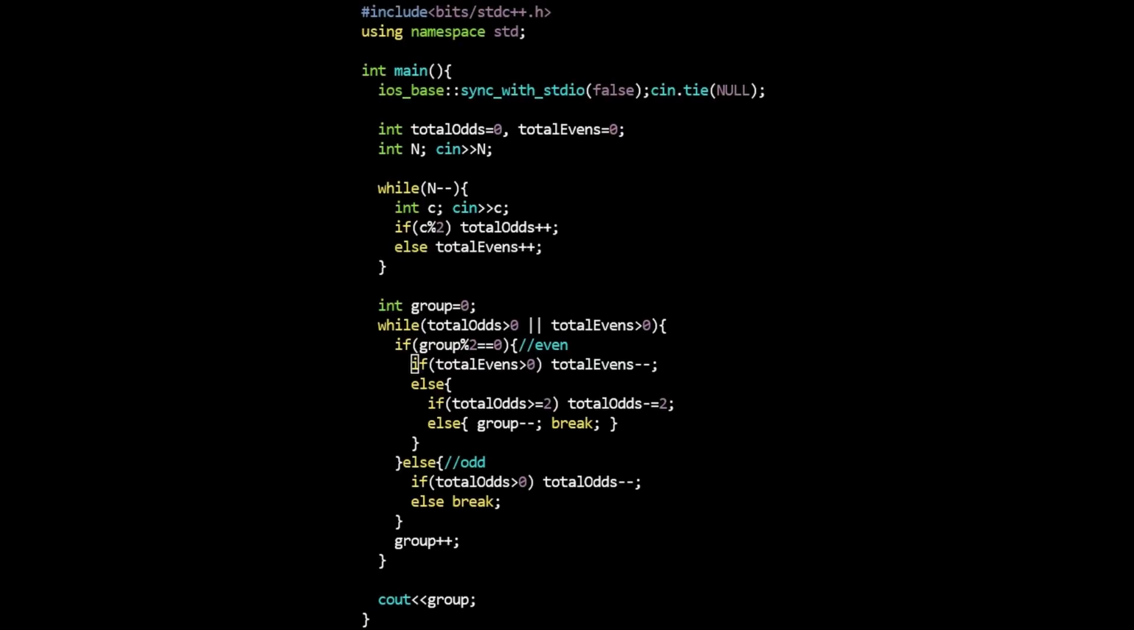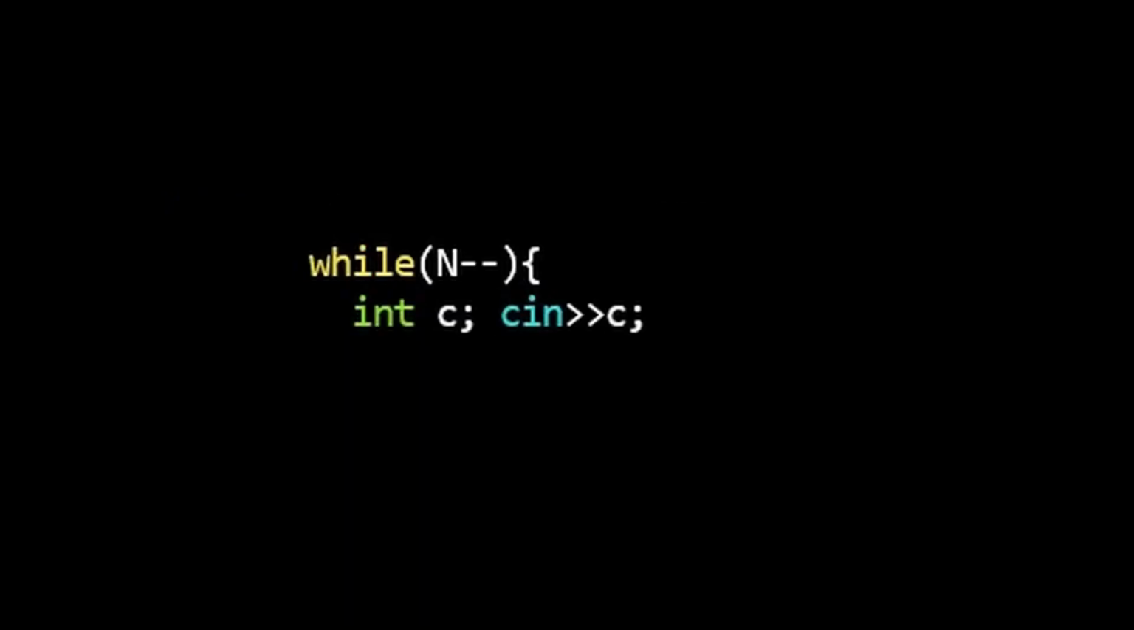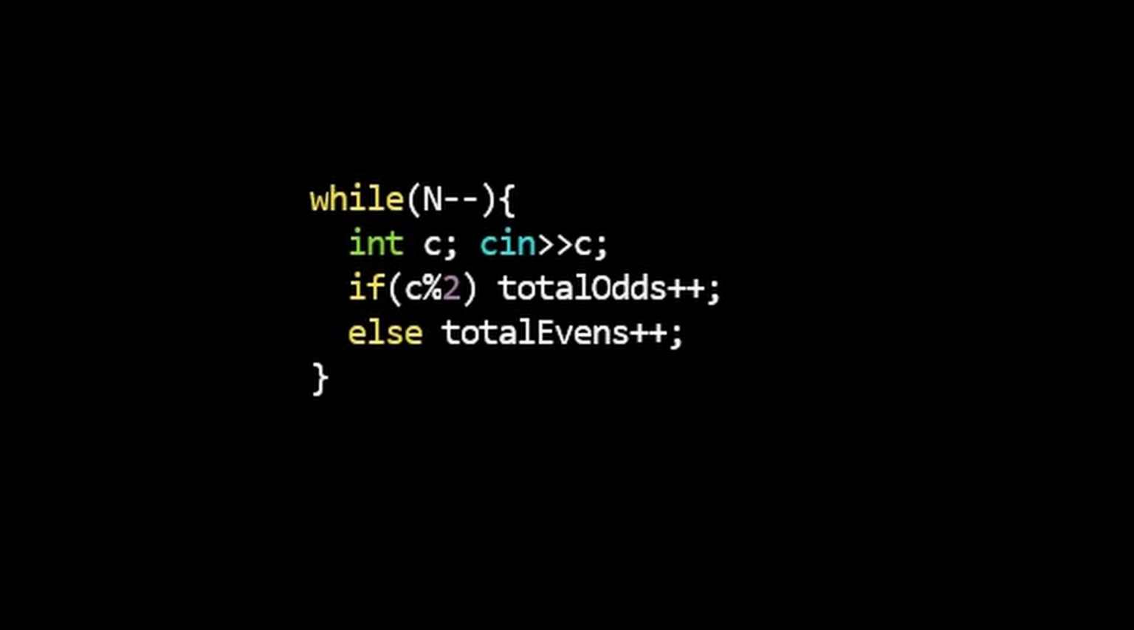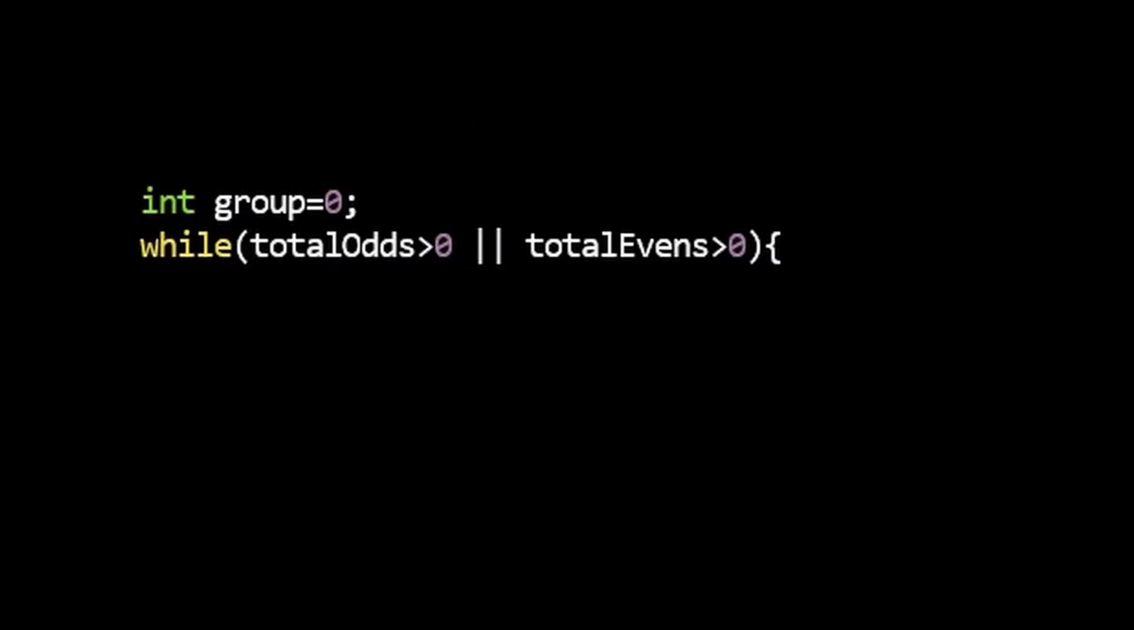So let's look at the code. We initialize our variables: total odds, total evens, and n, which is the total numbers we have. We take in our input, n, and take in n numbers, counting the number of even and odd numbers. Then we want to keep on making the groups as long as we have numbers left, or in other words, keep on running the loop as long as total odds or total evens is greater than 0.